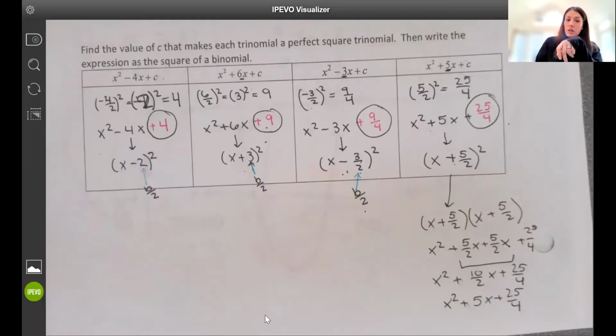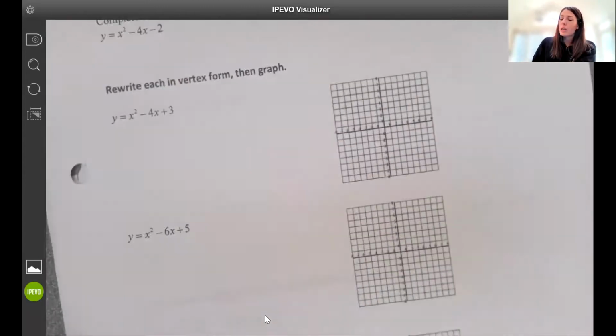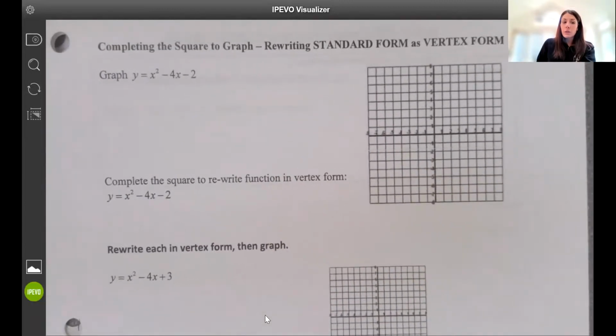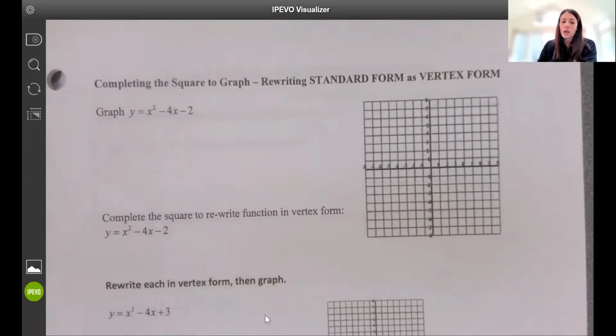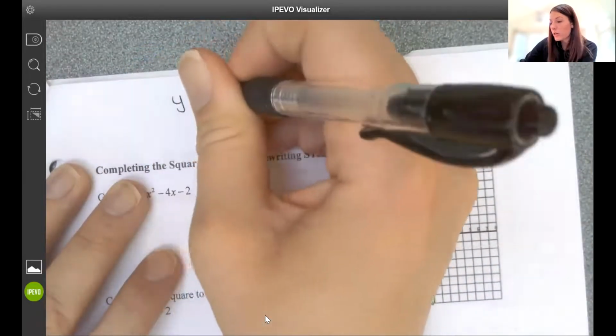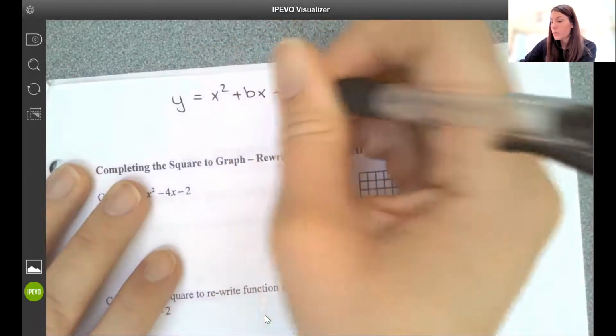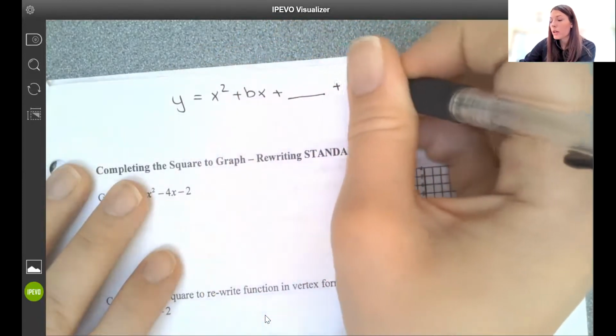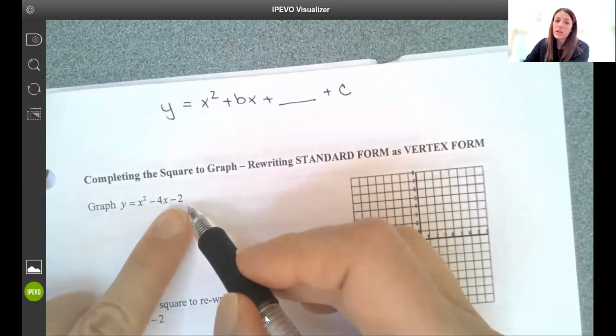So why do we care to be able to complete the square? Well, we've been graphing, and I would argue that graphing in vertex form is a lot easier than graphing in standard form. So it's nice to be able to rewrite from standard form to vertex form using completing the square. Now you'll notice here that we already have a c value. So what we're going to do, I'm going to write this on the top here, is we are going to have an x squared plus bx plus something that'll complete the square, plus the c value that was given in standard form.